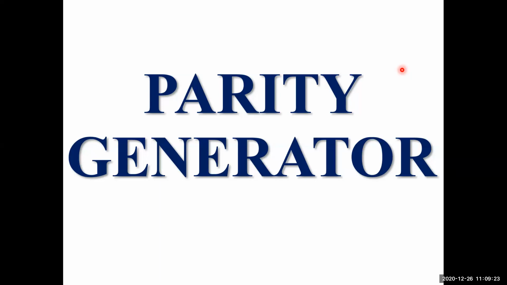Let me take an example like 1100010001. If you have some set of numbers like this, you should be in a position to tell whether it has an even number of ones or an odd number of ones, and that operation can be done with the help of this kind of circuit, which is called a parity generator.